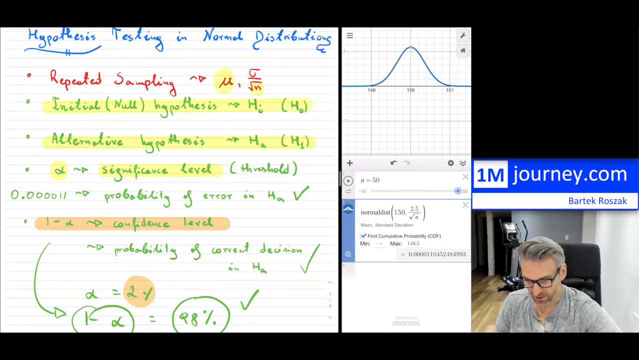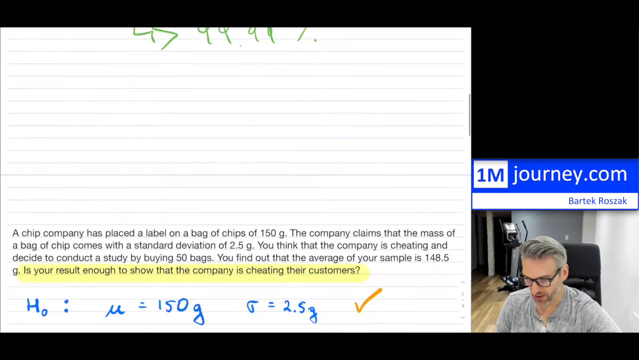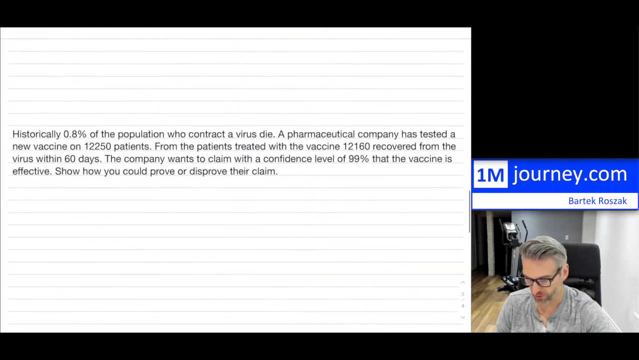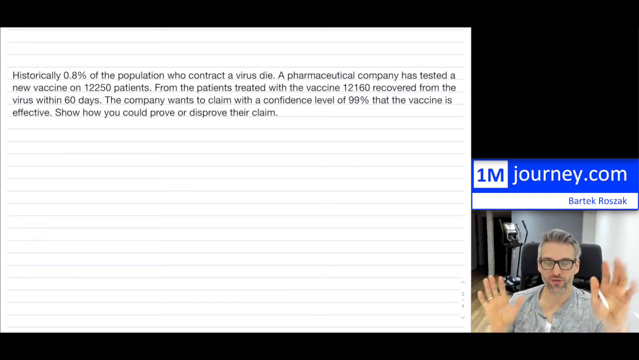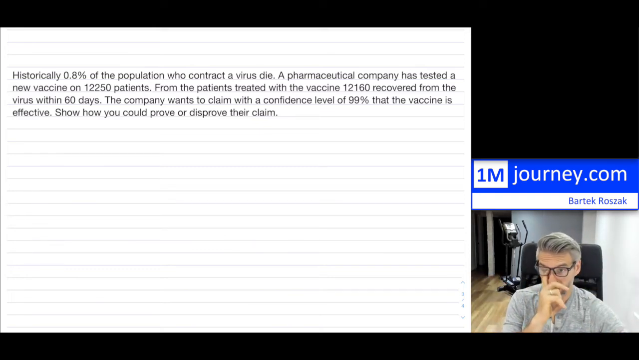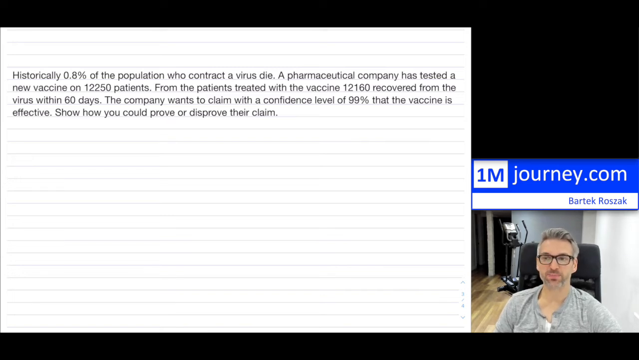So within here, let me get rid of this. Here's another example. This is a beautiful example, okay? Now, the numbers here are made up, so I don't want you to think that this is reality. But how could we possibly challenge, let's say, someone like a pharmaceutical company? Historically, 0.8% of the population who contract the virus die. Let's say that normally happens.